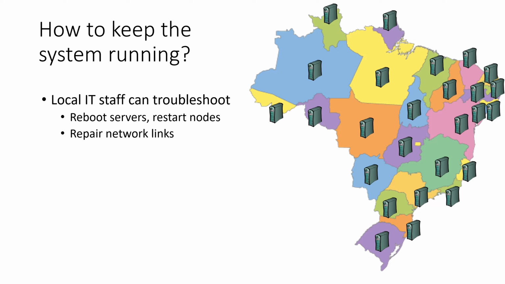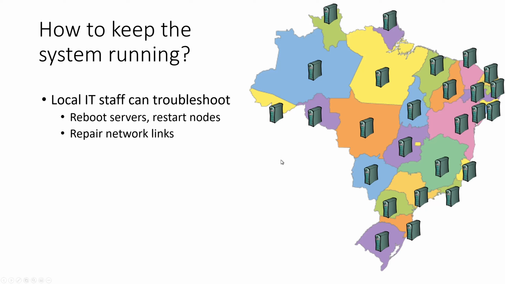All right, but how do we keep the system running? So one thing that we can do is have local staff in each state that's going to take care of the node in that state. So if the node goes down, if there's a network or a hard disk failure, for example, the local staff can go and fix the problem. But if this is all we have, then it may take long to identify that there's a problem going on and for the local staff to fix it.